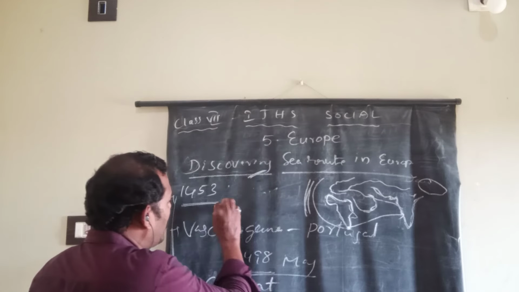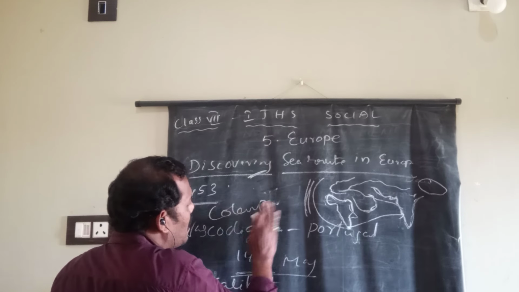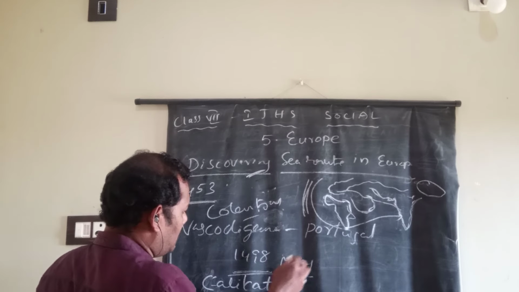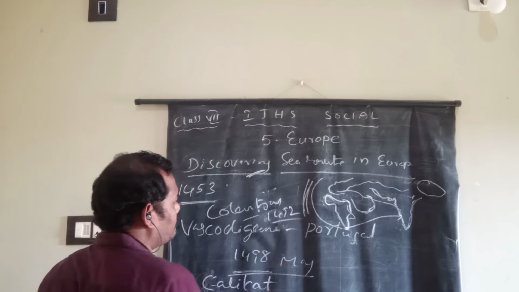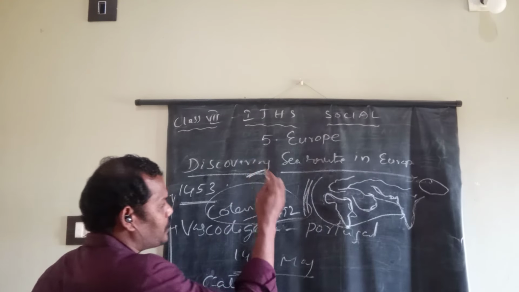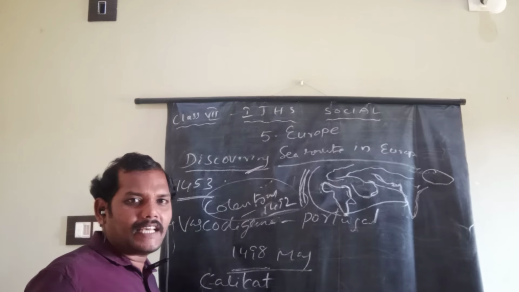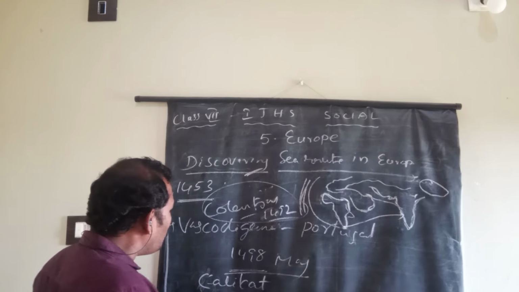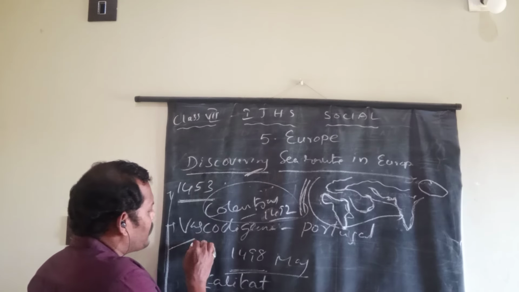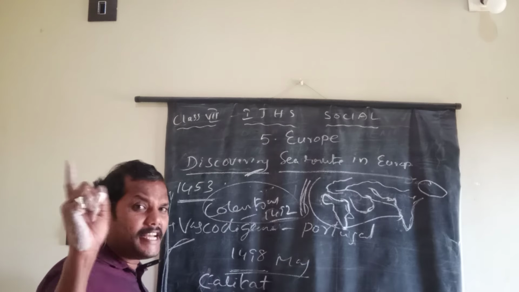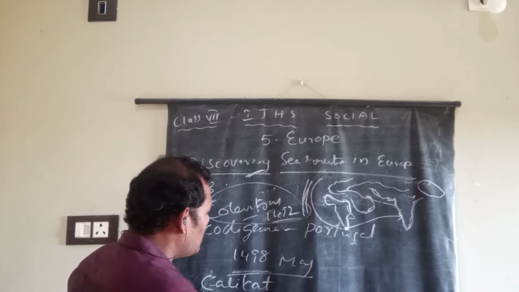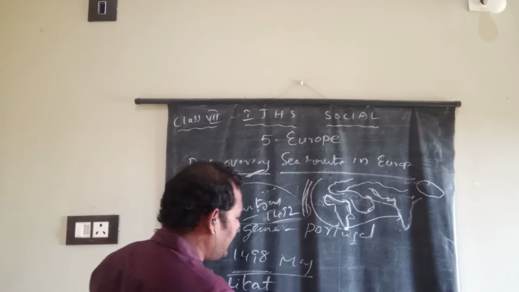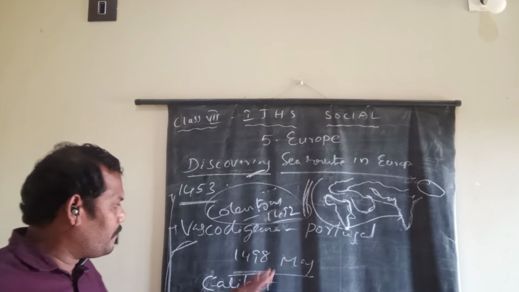Who started this? Columbus is the first person, starting from Spain in the year 1492. Nearly 3 months he was traveling in the ocean. Finally he reached the West Indies Islands, which are between North America and South America. And second, Vasco da Gama. He was the first person to discover the sea route to India directly, through the South Africa Cape of Good Hope. Finally he reached India in the year 1453.